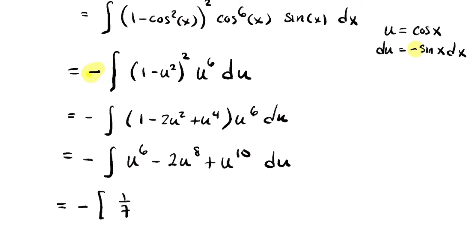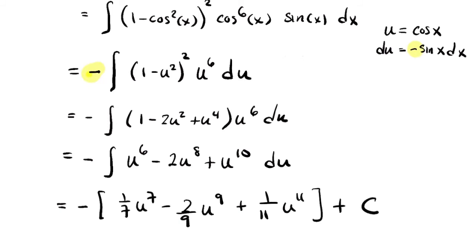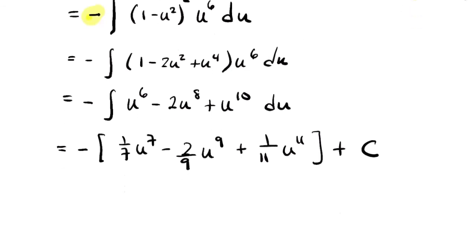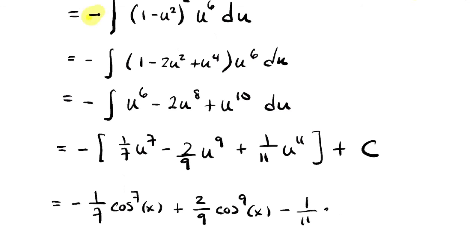So I get 1/7 u to the seventh minus 2/9 u to the ninth plus 1/11 u to the 11th. I'm done integrating, so I add my constant. What remains? I got to remember that u is equal to cosine, and I'm going to distribute that minus sign through as I go. Okay, so I'm going to write that I have minus 1/7 cosine to the seventh of x plus 2/9 cosine to the ninth of x minus 1/11 cosine to the 11th of x plus c.